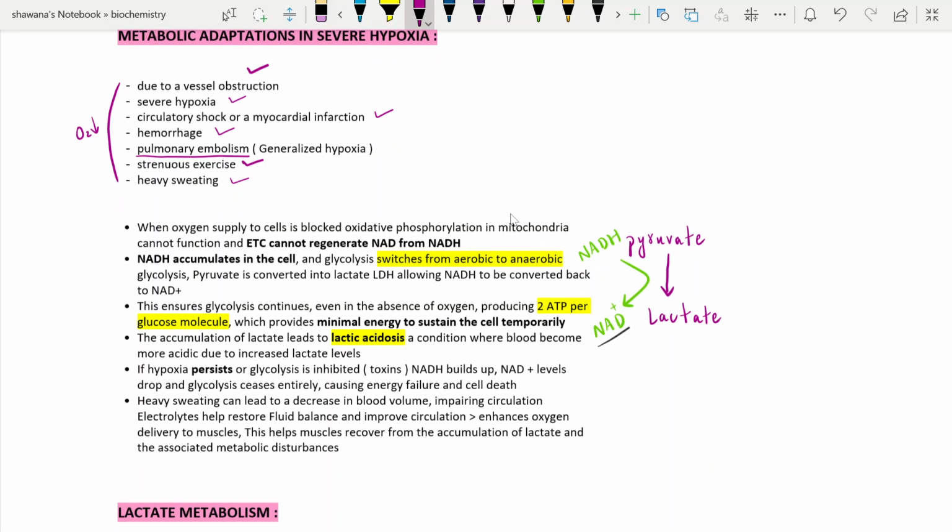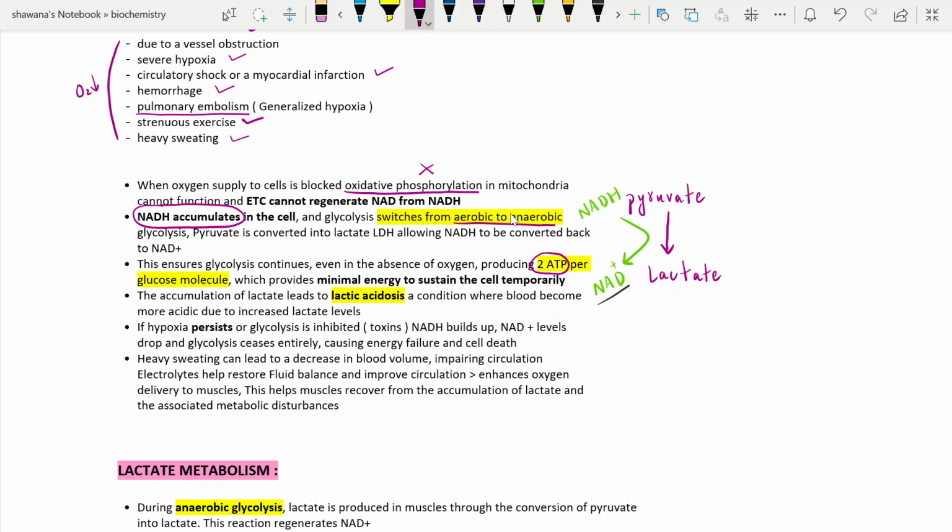And when there is hypoxia, as I have told, oxidative phosphorylation cannot function and it will cause NADH accumulation inside the cell. And this NADH accumulation, there is a rule that it will switch aerobic to anaerobic glycolysis. In anaerobic glycolysis, we are yielding 2 ATPs per glucose molecule, and this 2 ATP is enough to sustain the cell temporarily. When there is hypoxia, we are not performing oxidative phosphorylation, but at least we are performing anaerobic glycolysis to sustain the cell temporarily.